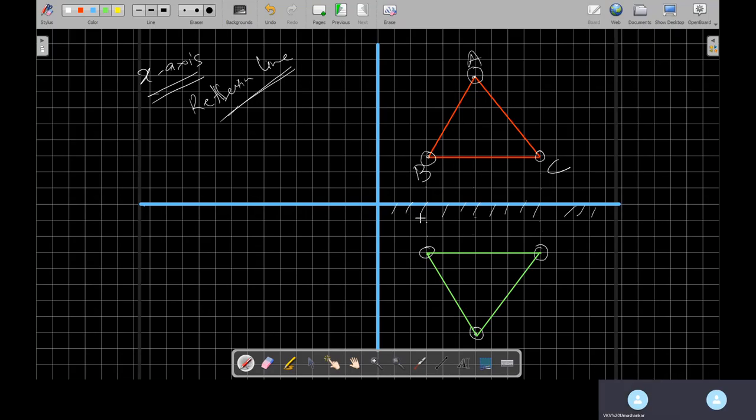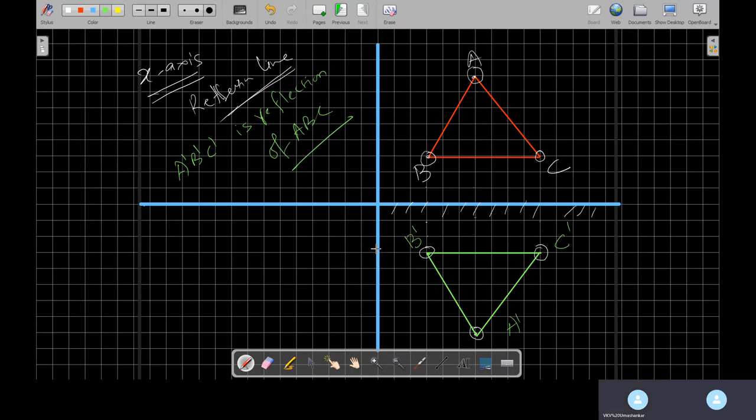Now, how are you going to give a name? Where is B? So here you have to give B dash. Where is C? You have to give C dash. And where is A? You have to give A dash. So this is A dash, B dash, and C dash, a reflection or reflective image of A, B, C. Okay, I hope it is making sense.